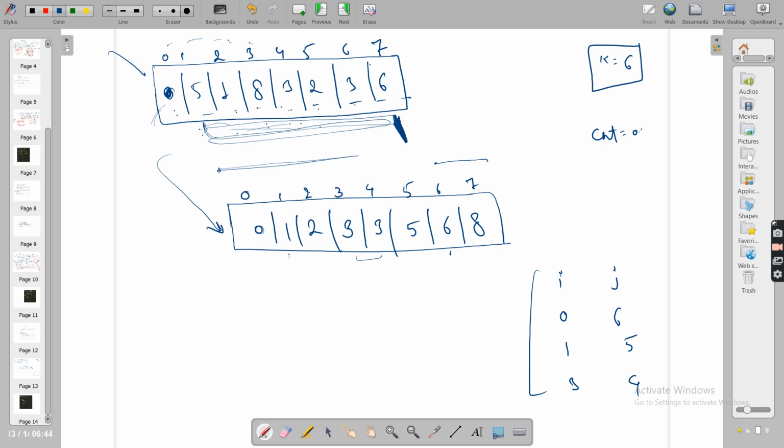But if this array was sorted, you know that all the larger elements will be at the end. So why go from the starting? Let's go from the end itself. So you have this. No, this is not 6. This is 6. So only in two comparisons you will get your 6. For the 0, you will get 6. You'll increase count by 1.